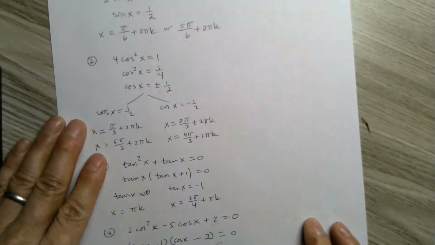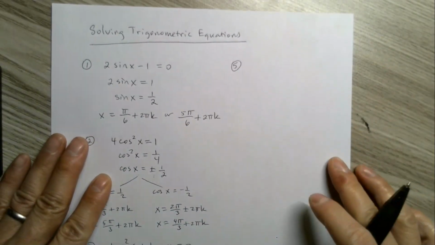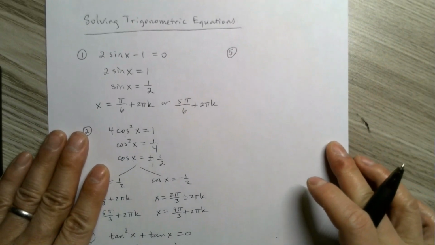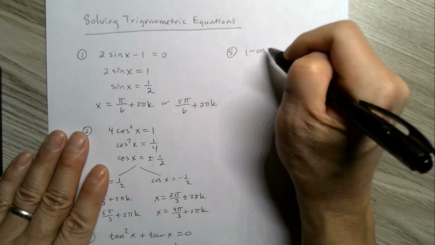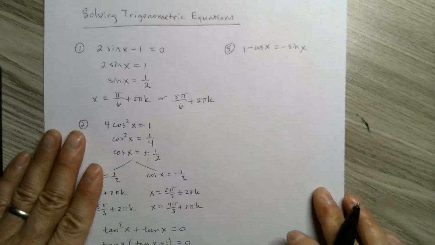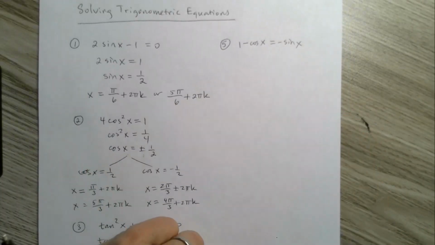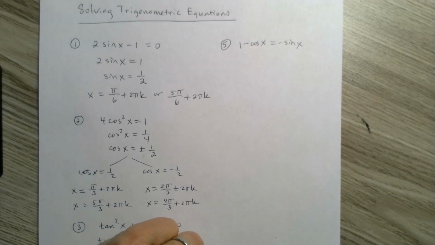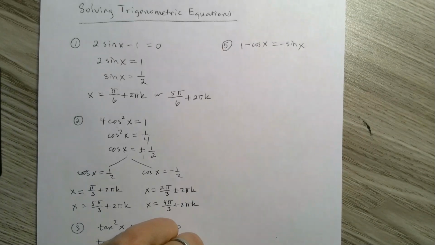Okay, now we're going to go to number 5 here. One minus cosine x equals negative sine x. Okay, this one's kind of interesting because it doesn't look like we can use any factoring. And it also looks like I can't use any identities. I don't see a cosine squared or a sine squared. I can't use the Pythagorean identity. I don't have any double angles here.